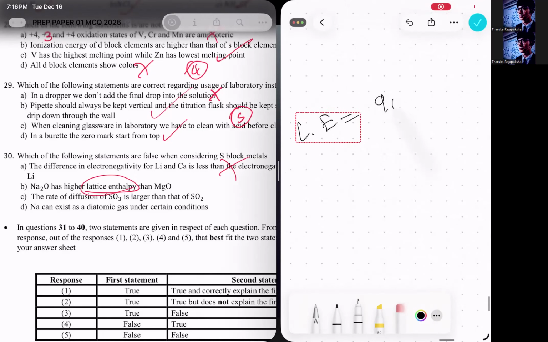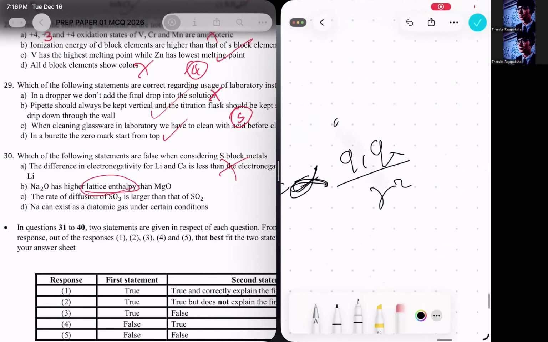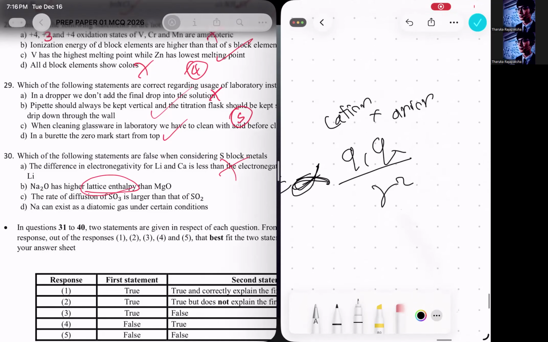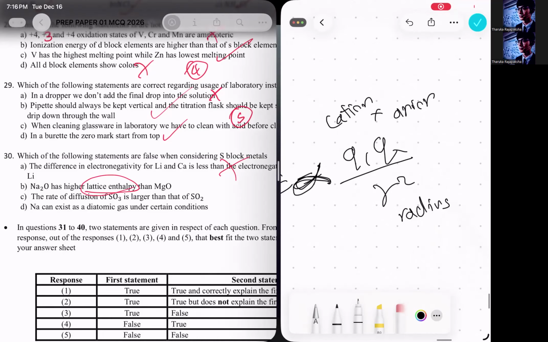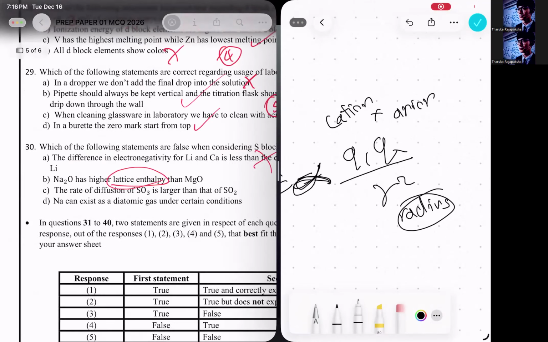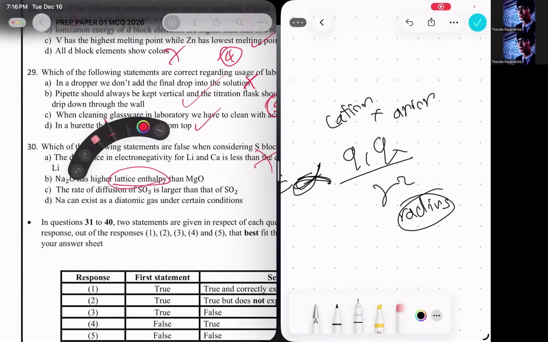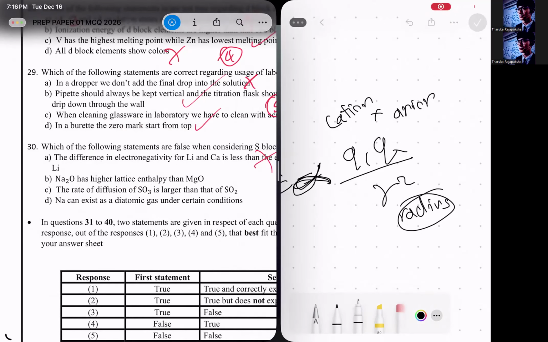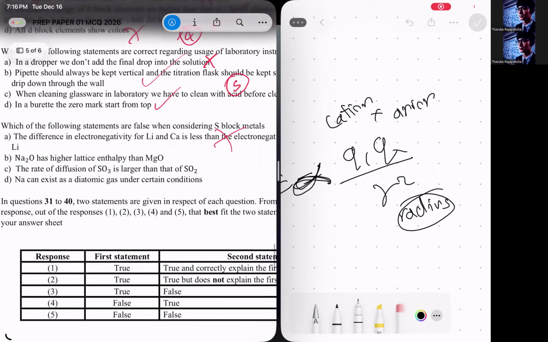Lattice enthalpy is proportional to Q1 Q2 over R squared. There's an equation for this. We don't study the equation. Q1 is the charge of the cation, multiplied by the charge of the anion, divided by the radius of the ions. Right? Then, sodium oxide contains plus 1 charge, magnesium oxide contains plus 2 charge, so lattice enthalpy of magnesium oxide is larger than sodium oxide. So that's wrong. Rate of diffusion of SO3 is larger than SO2.